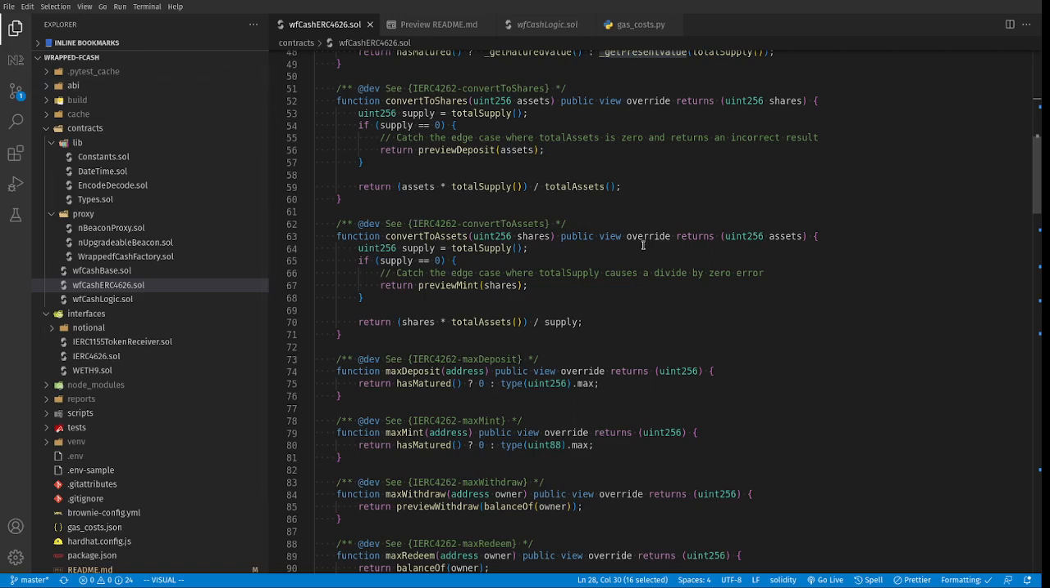These convert to shares and convert to assets functions will again do a rough estimate, without including slippage, of assets to shares. Now, on the ERC4626 nomenclature here, assets will be the underlying token, so the amount of DAI. We call that cash in Notional. And then the shares will be fCash, so the shares of the fCash wrapper.